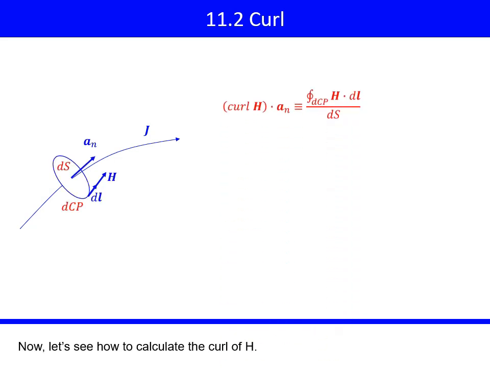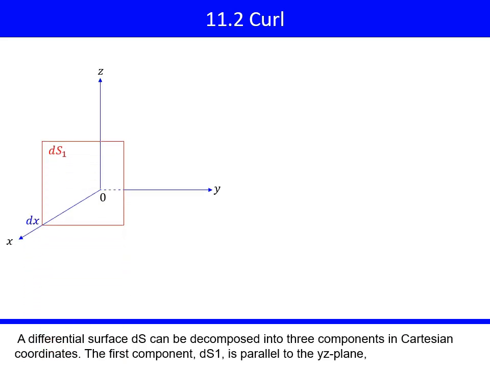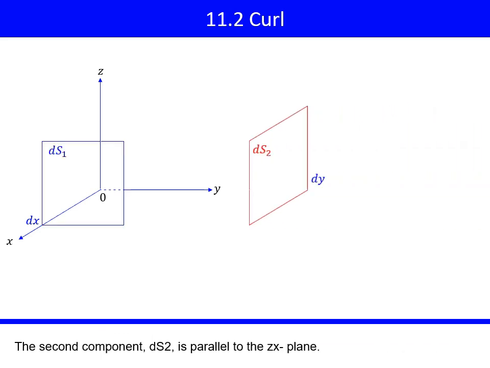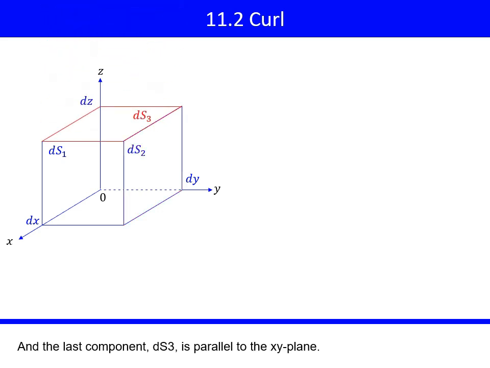Now, let's see how to calculate the curl of H. A differential surface ds can be decomposed into three components in Cartesian coordinates. The first component, ds1, is parallel to the yz plane. The second component, ds2, is parallel to the zx plane. And the last component, ds3, is parallel to the xy plane.